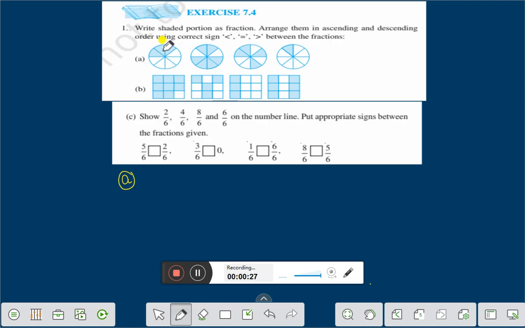First fraction is 1, 2, 3. 3 are shaded, that is 3 by how many parts are there? 1 2 3 4 5 6 7 8, 8 parts. Total is 8 parts, that is 3 by 8.